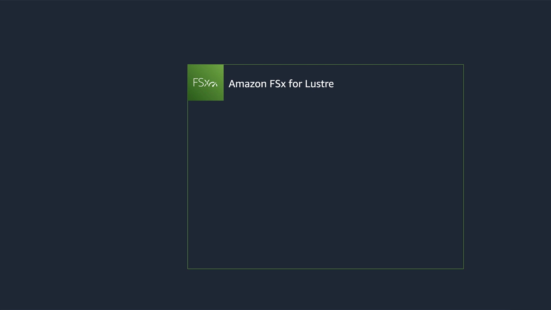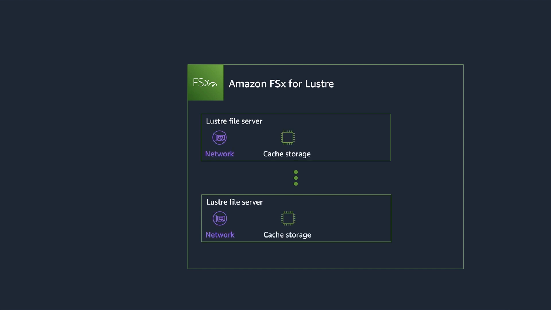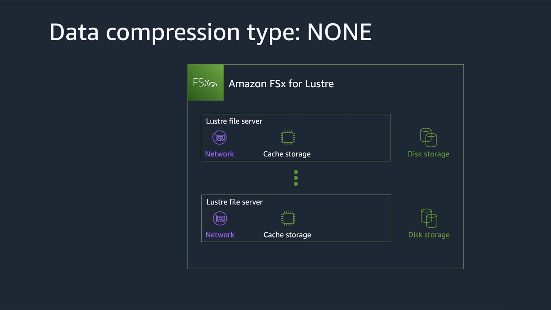When a file system is created, Amazon FSx provisions one or more Lustre file servers depending on the storage type, the deployment type, and the storage capacity of the file system. Each Lustre file server has network, cache storage, and disk storage components, each with their own performance characteristics. These are the basic components of an FSx for Lustre file system without data compression, or having a data compression type of none. A file system with data compression enabled or having a data compression type of LZ4 looks very similar, but there is one important difference.